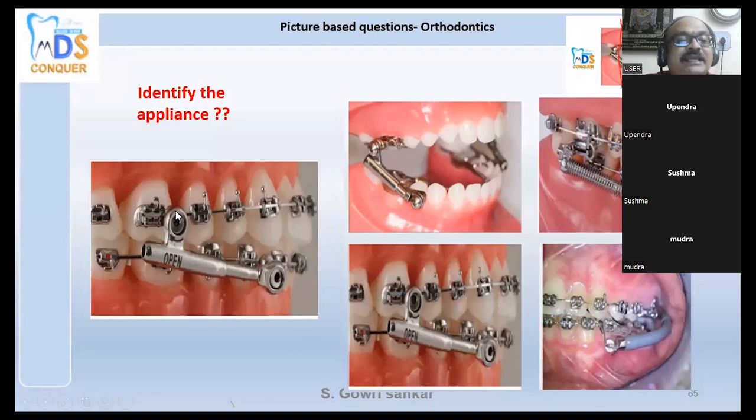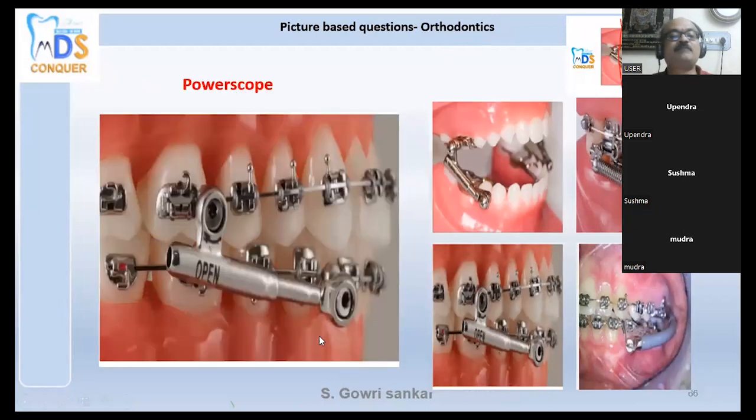Can you clearly see no part of the appliance is either directly attached at the posterior end to the molar or at the anterior end at the canine region in the mandible. They are attached to the wires with the help of a screw. This is the only functional appliance that gets attached to the wire component, not any part of the main components of the dentition. It is one of the advantages. This is called the PowerScope.